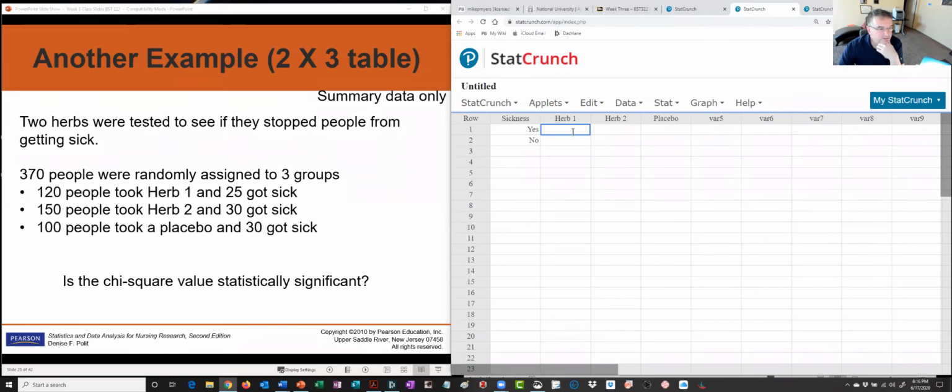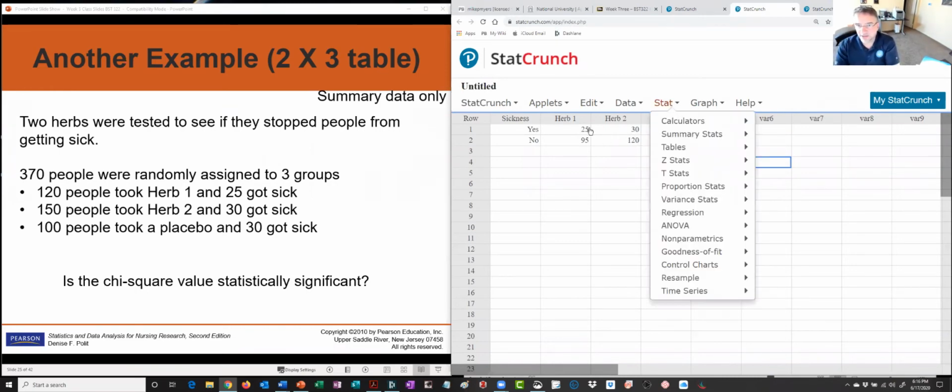So group 1, 25 got sick, 95, right? Test my math if I'm wrong. Right, 120, yeah, 95, we're okay. 25 got sick, 95 didn't get sick. herb2, 30. So that leaves us with 120 that did not get sick, right? Placebo, 100 people, 30 got sick, so 70 didn't get sick. 100 minus 30 is 70. Hope that looks right. So from this one, do the chi-square.